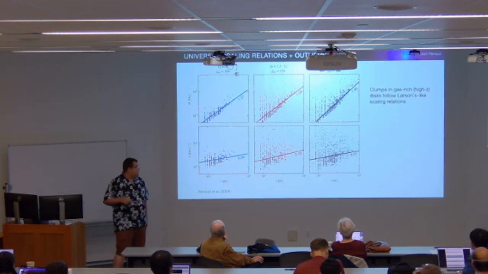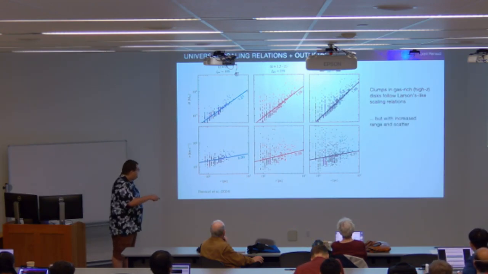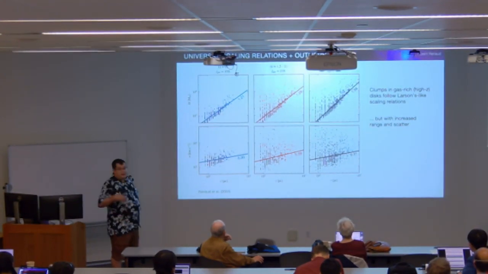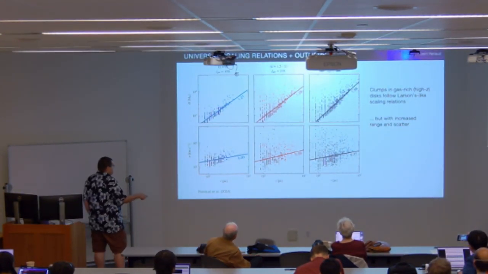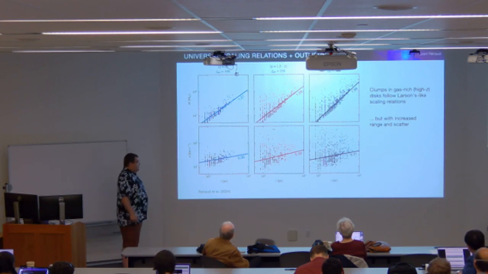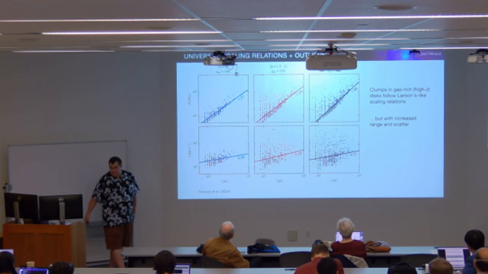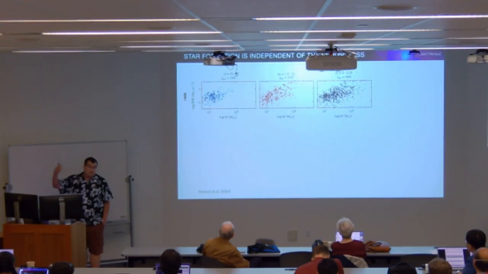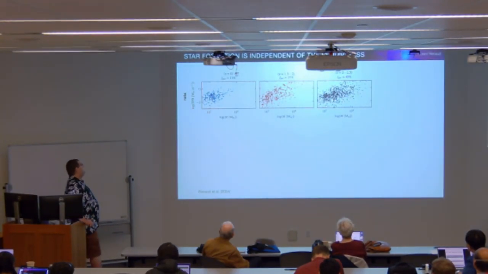Except that if you look closely, you see that the range that you take and the scatter around the median relations increases with the gas fraction. So can we connect this with the star formation activity with the aim of connecting that to the formation of some globular clusters?